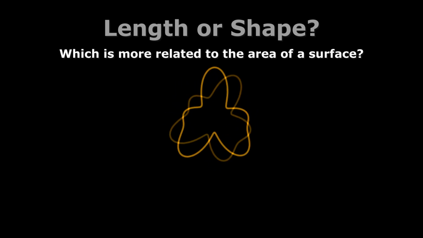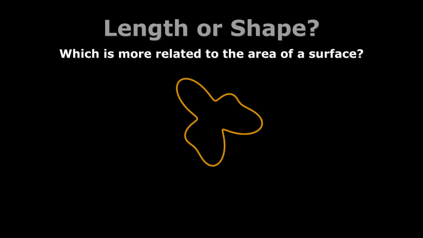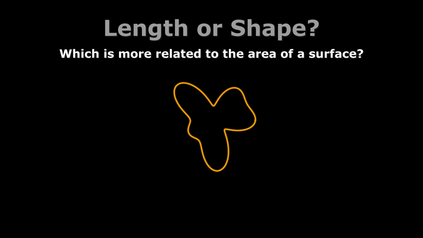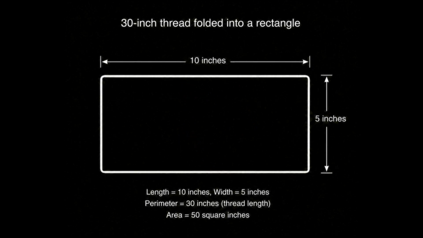In fact, this simple observation teaches an important lesson. Our first intuition is not always correct. The following is a short demonstration that the area enclosed by a certain length is mostly dependent on shape, not thread length. Consider a 30-inch thread folded into a rectangle with a length of 10 inches and a width of 5 inches. In this configuration, the rectangle encloses an area of 50 square inches.